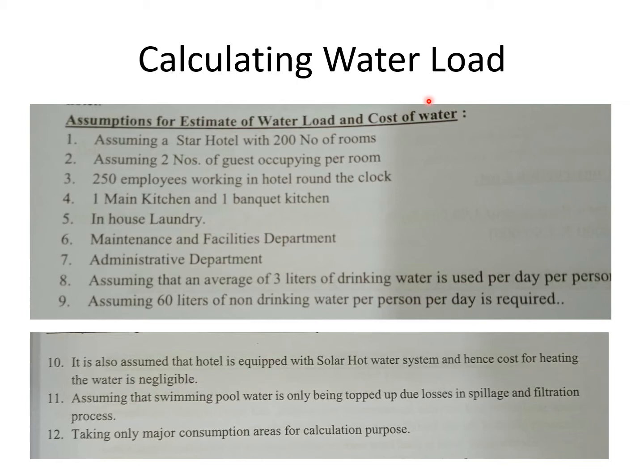Calculating water load. So when you're calculating water load, there are certain assumptions. Last time we did a calculation of a five-star hotel with 200 rooms. We did that for budget hotels also. We did it for a three-star hotel also. So now if you're looking at a star hotel with 200 rooms, obviously it would be fairly okay to assume that you have 2 guests occupying per room and 250 employees working the hotel round the clock.